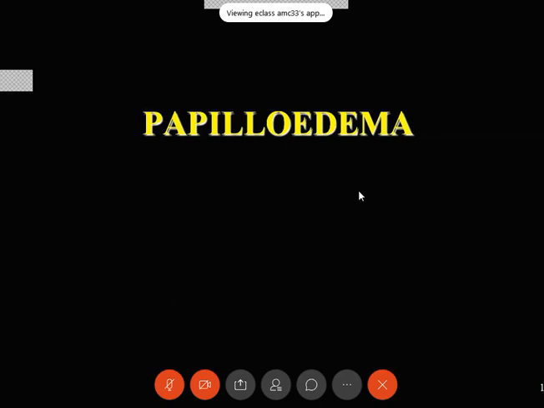The optic nerve is surrounded by the pia-arachnoid and dural sheaths as the nerve leaves the eyeball. The next topic is papilledema.